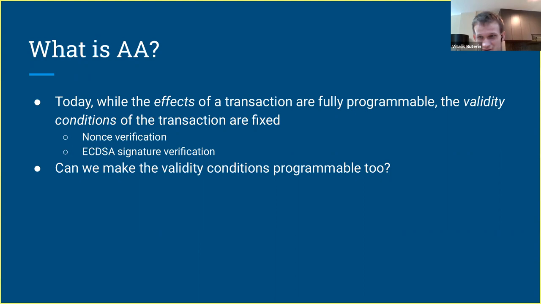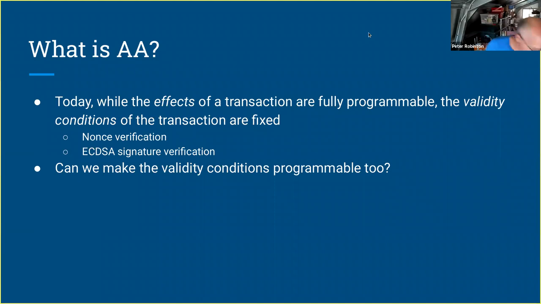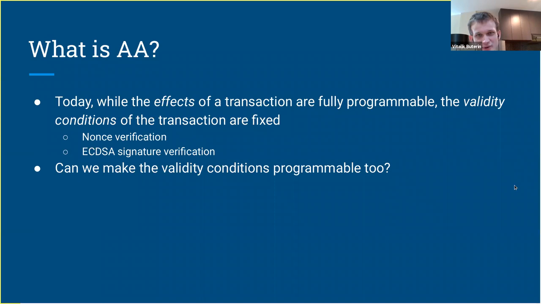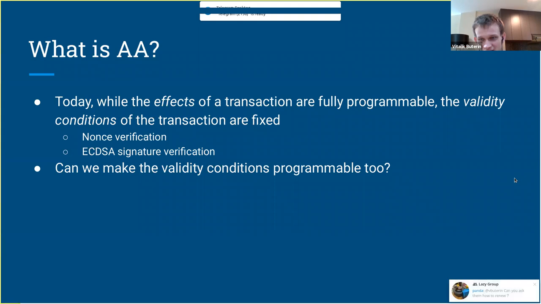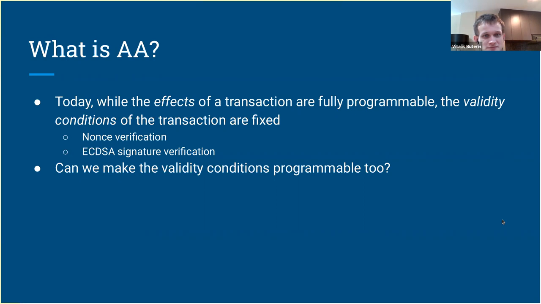Sounds good. Starting off, what is account abstraction? Basically, today Ethereum is a programmable blockchain, and that is the thing that makes it more exciting than a lot of the platforms that came before. But the programmability of Ethereum currently only applies to specific parts of a transaction. The effects of a transaction are fully programmable: once a transaction hits a contract, that contract can have arbitrary code, and that code runs. There are a lot of different things that transactions can do.